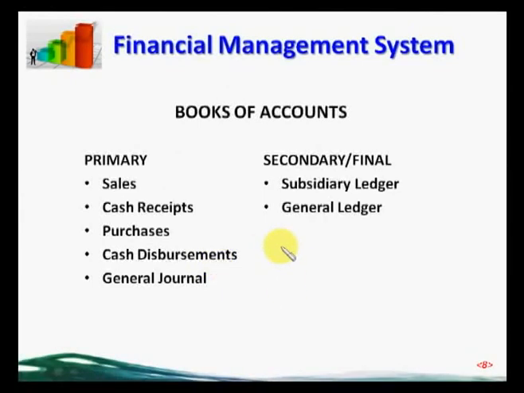Now, as I discussed a while ago, the books of accounts that may be used by a CEC may take the form of sales register, cash receipts register, purchase register or journal, cash disbursement register or journal, general journal. And for the secondary and final books of accounts, we have the subsidiary ledger and the general ledger. The general ledger is the so-called final book of account because it is here where the transactions and balances are finally posted or recorded.